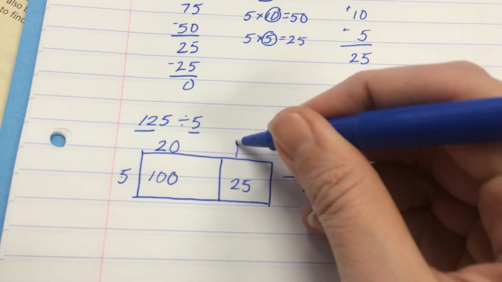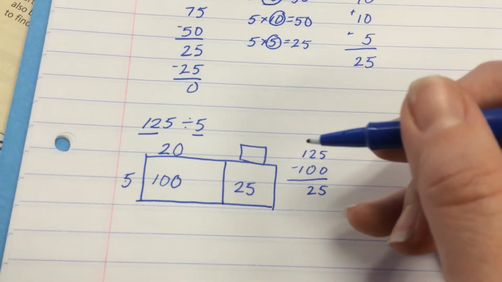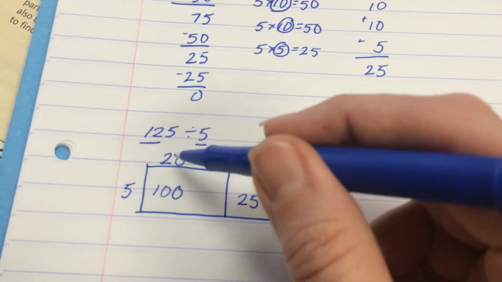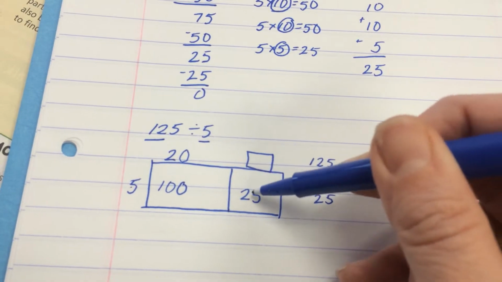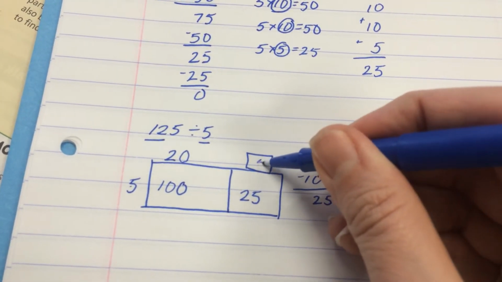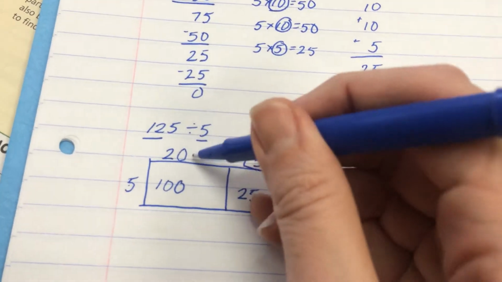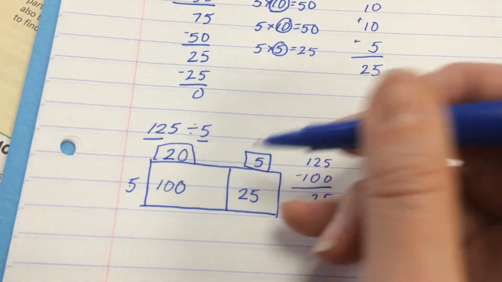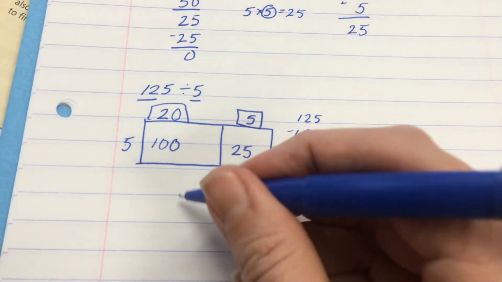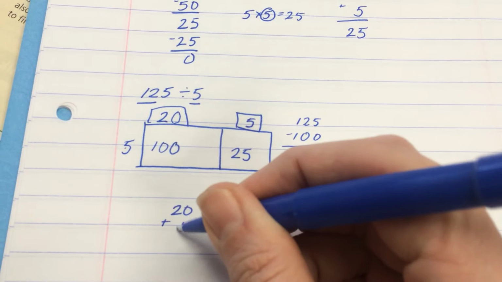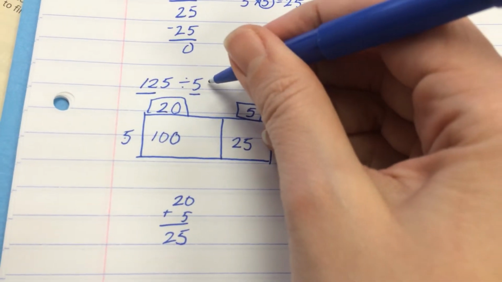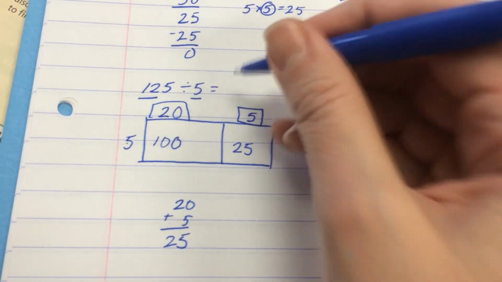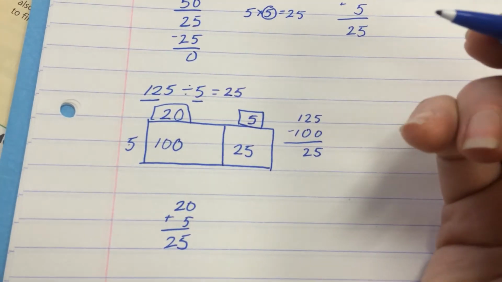I still have one more number to put in up here. Same thing we did with this. 5 times 20 equals 100. So I need 5 times a number to equal 25, and I know that 5 times 5 is 25. I have two numbers on top, my two partial quotients. 20 plus 5 equals 25. So again, the answer to our original problem, 125 divided by 5, is still 25.